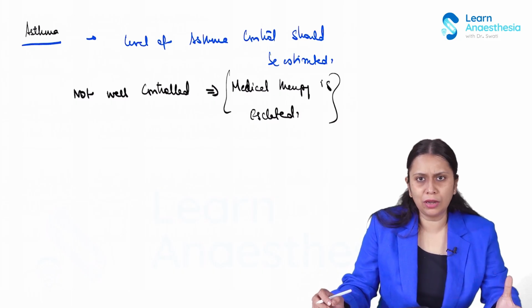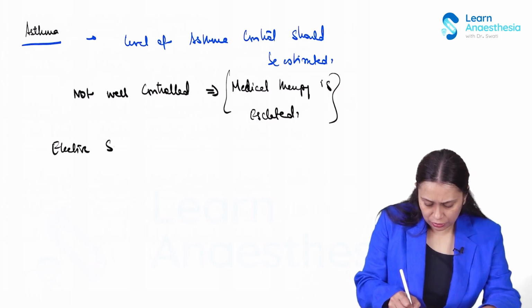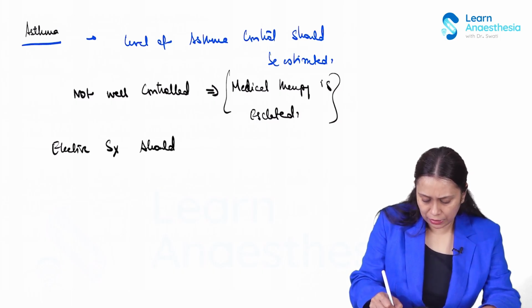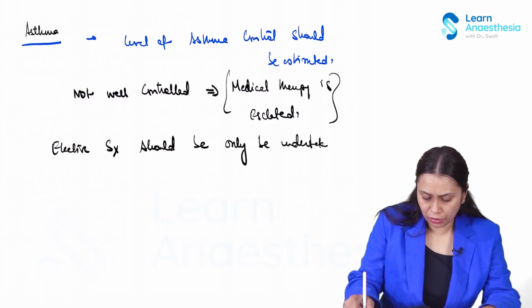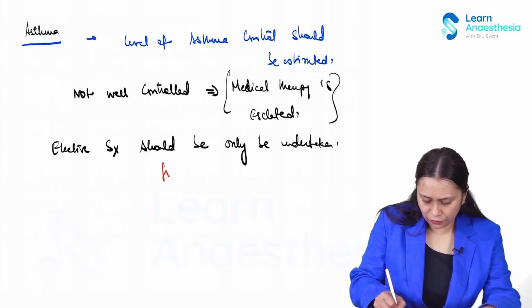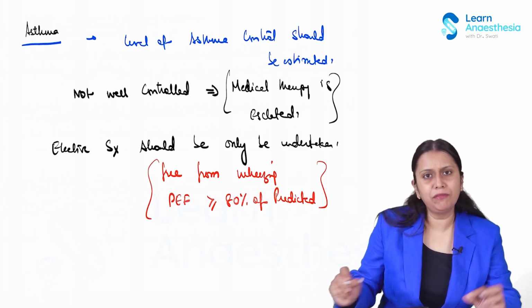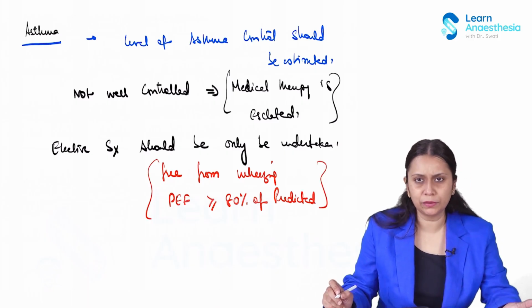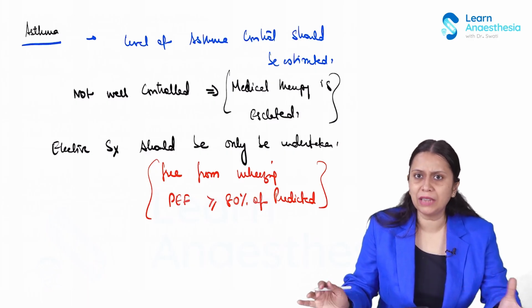So if it is an uncontrolled asthma, the elective surgery should be deferred. Elective surgery should only be undertaken in patients with a history of asthma if they are free from wheezing and peak expiratory flow is more than or equal to 80% of predicted, if there is good control in them. And before taking the patient for surgery, before induction, 2 to 4 puffs of inhaled short acting beta agonist should be given. That should be a standard practice.